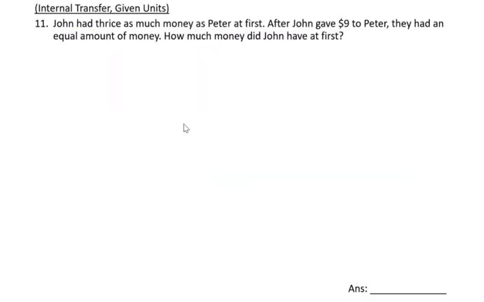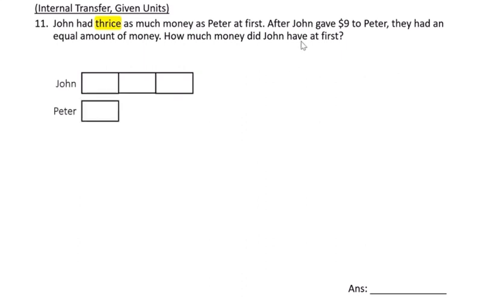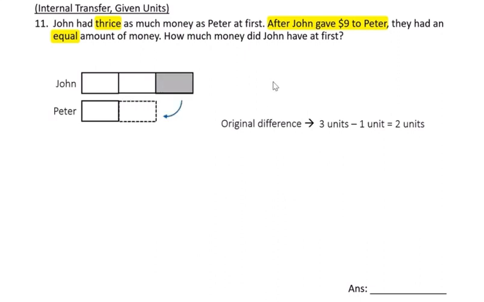Question number 11. John had thrice as much money as Peter. So John 3 units, Peter 1 unit. After John gave $9 to Peter, they had equal amount. So if you look at the model here, you only can share the difference to make the 2 groups equal. So if you look at the difference here, the difference is 3 units minus 1 unit, 2 units. So you ask yourself, 2 units, can I share equally or not? Can. You just take 1 unit, just transfer to Peter.